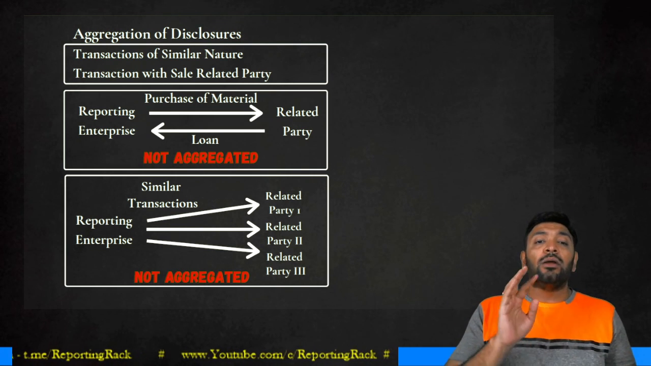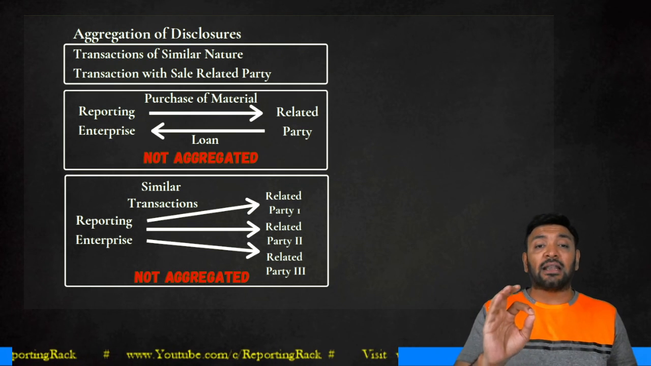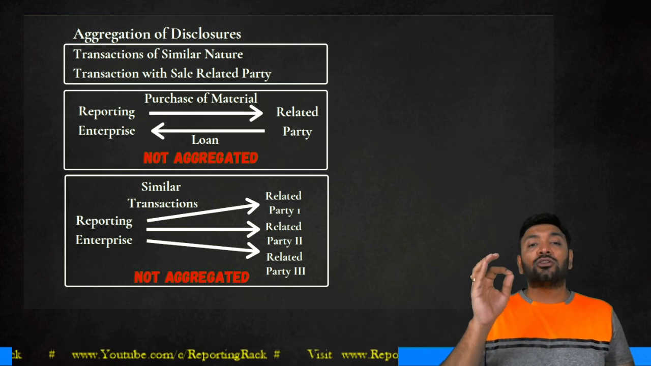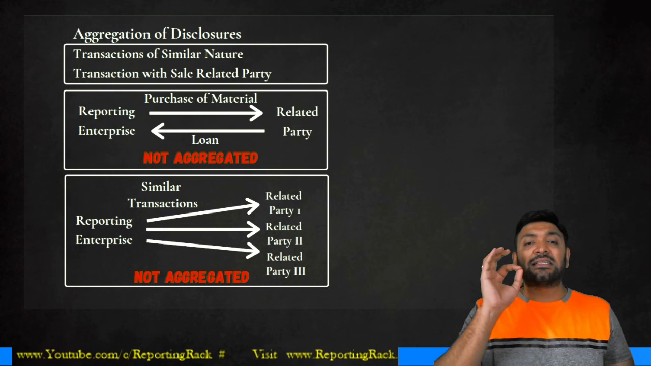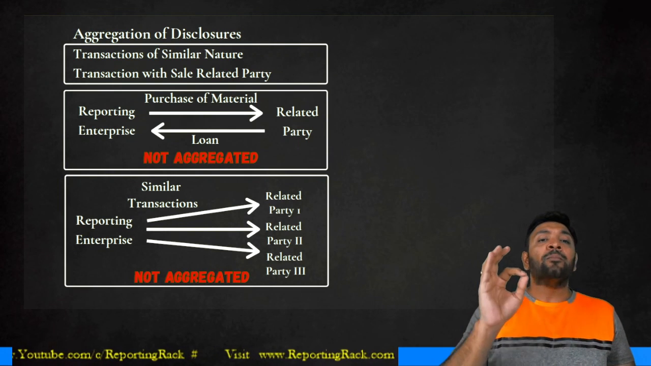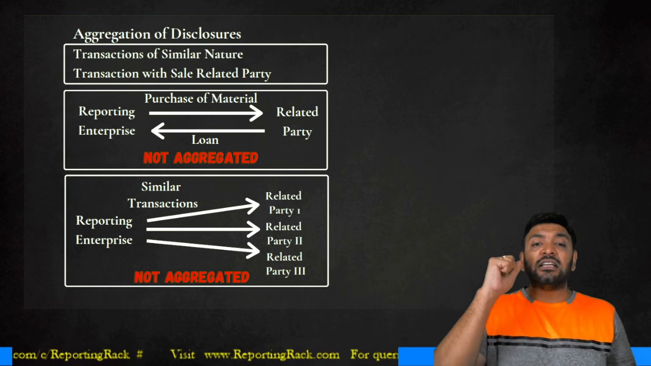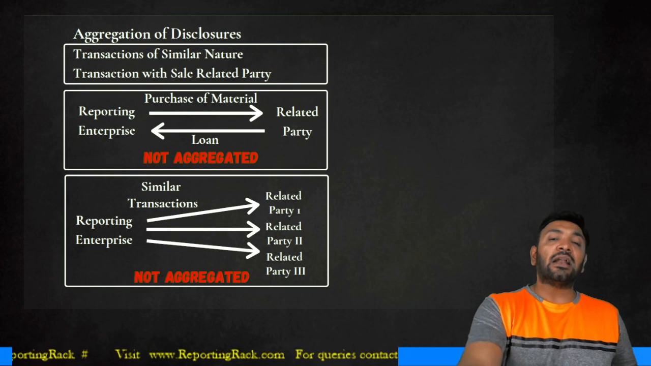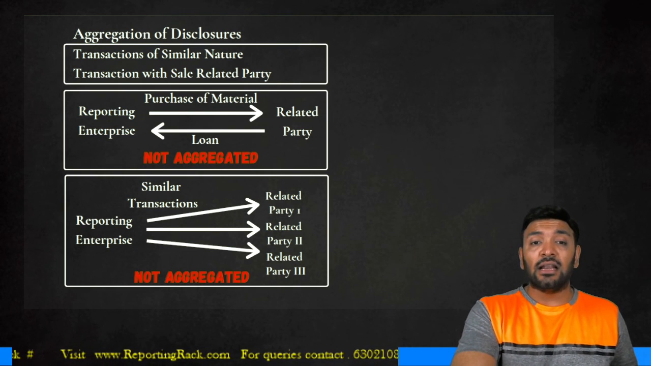So therefore, whenever you have transactions which can be aggregated for a related party, they should be of similar nature and the transactions should be with the same related party. Not so, guys. Transactions with the same related party and transactions of similar nature can be aggregated and disclosed as one single item. Clear? And that will bring us to the end of the discussion relating to this standard, Ind AS 24.